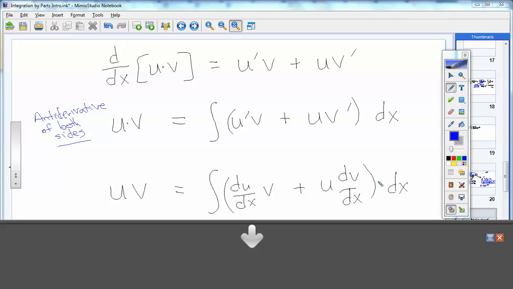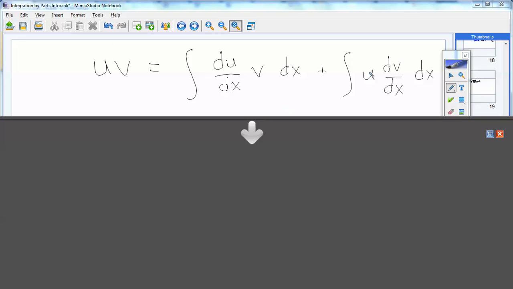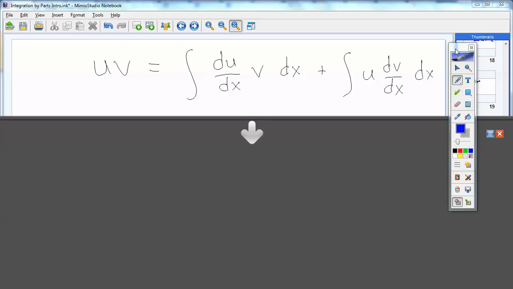Now, since there's a plus sign here, I'm going to split this into 2 integrals. So my next step is to split that right side up into 2 integrals. Each one has a dx at the end.